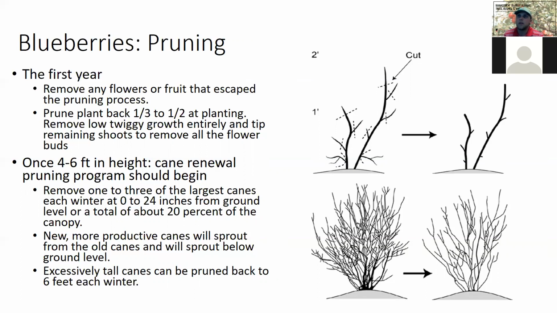So the first year, this is something I definitely recommend doing: removing any flowers or fruit that has escaped the pruning process in the first year. You don't want that plant going to fruit the first year. You plant it in the dormant part of the year, and you do not want that plant focusing on producing fruit that first year.